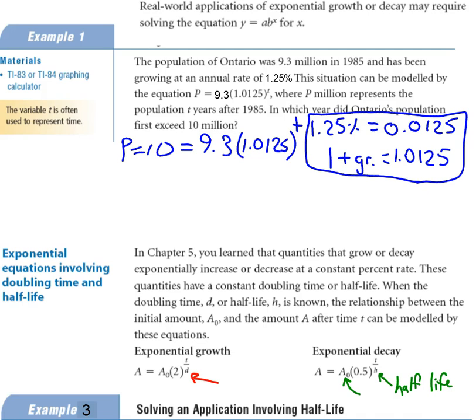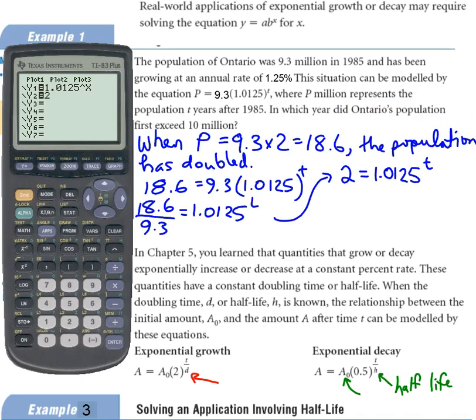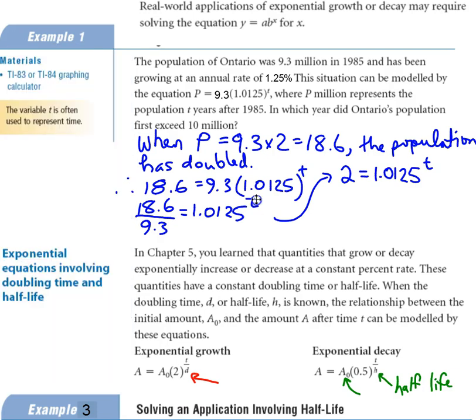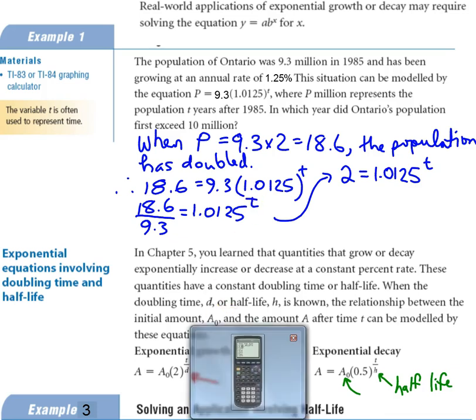We can go back to that problem now and just revisit it with trying to determine the doubling life, or doubling time. So here I'm trying to solve for the doubling time. So I'm just going to double 9.3 as an initial population. 18.6 is the population value. Divide both sides by 9.3, and now I get my power: 1.0125 to the exponent t. Simplify, and I got 2 equals 1.0125 to the t, which I'll solve using graphing technology.